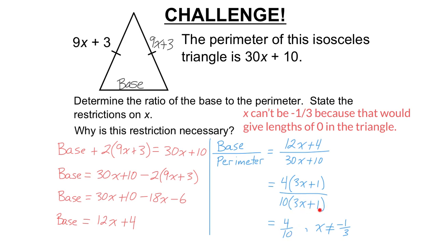After I had the denominator fully factored, I found the restriction. x can't be negative 1/3. Now, why is this restriction necessary? Because if I look at these lengths and I were to substitute negative 1/3 into here, 9 times negative 1/3 would be negative 3 plus 3, that would be 0. I would have side lengths of 0 in this triangle. Well, that doesn't make sense. I can't do that, so that's why this restriction is important.